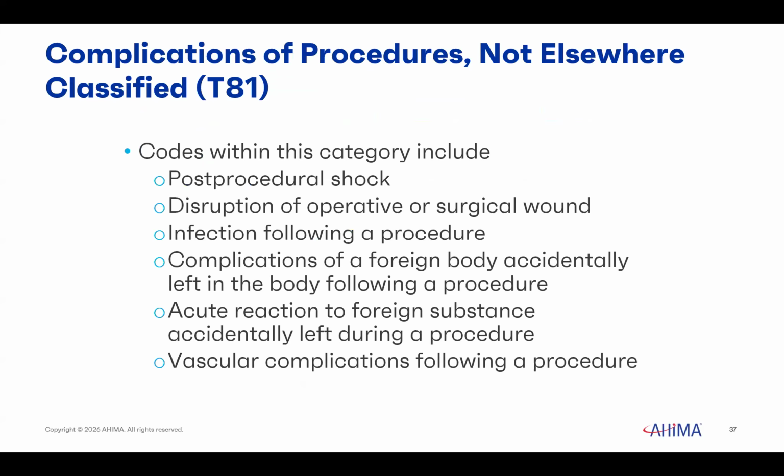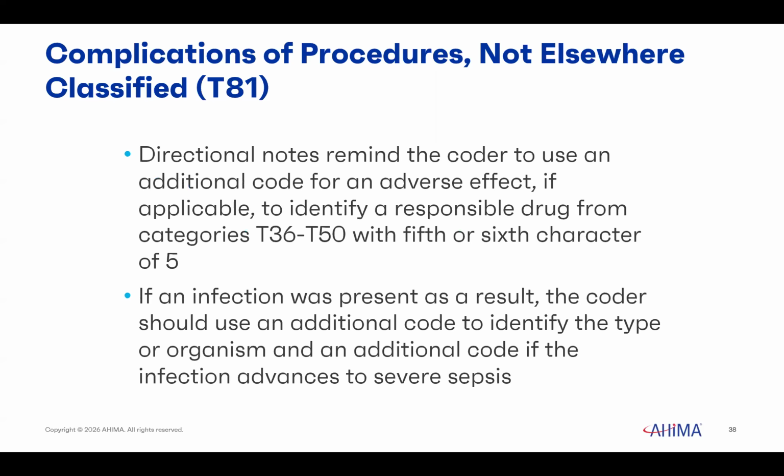And again, more on complications. Code category T81 includes complications like post-procedural shock, wound disruption, infection, or foreign bodies that are accidentally left during a procedure. If a complication involves an infection or adverse drug effect, additional codes are required to fully describe the condition and any resulting sepsis.